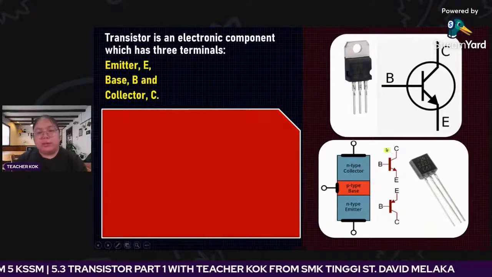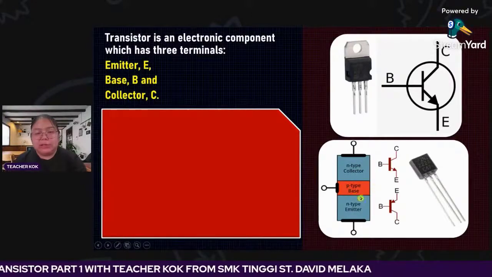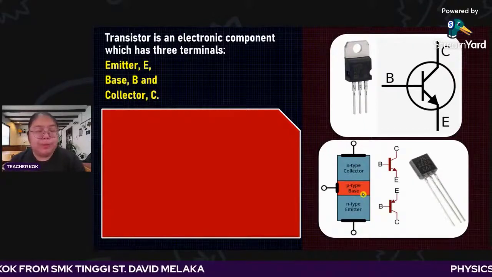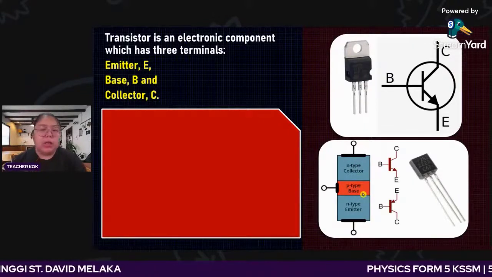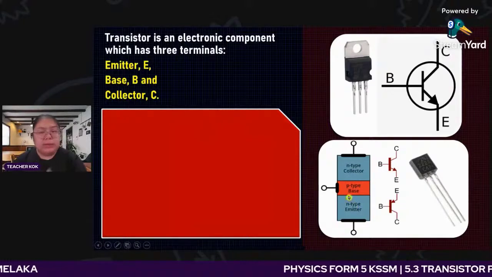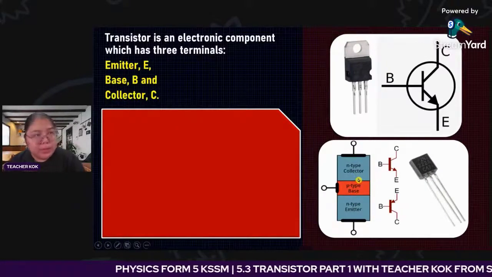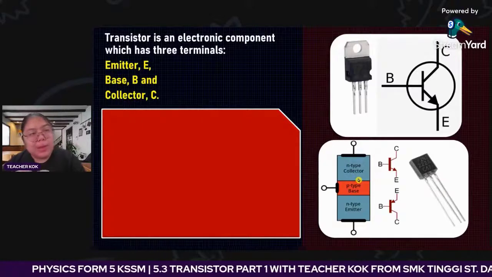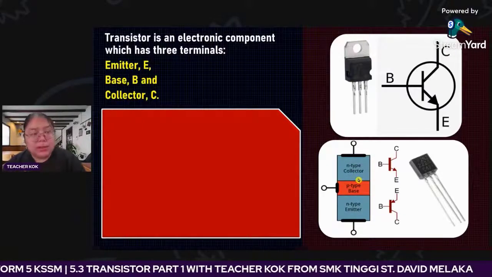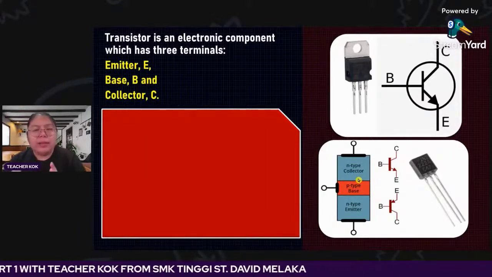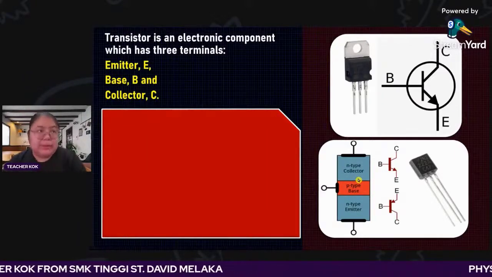Another thing is you need to see the structure. The middle part should be thinner compared to both sides. Let's see an example, this NPN. The N type is bigger in size, then the P type in the middle is smaller in size. This is the design, and later we need to explain why it is designed like this.